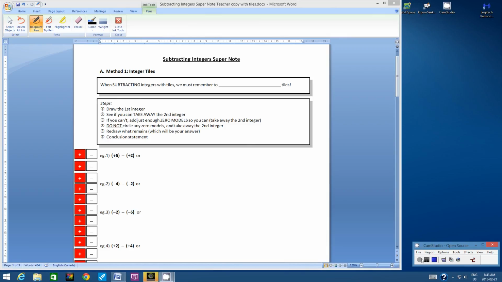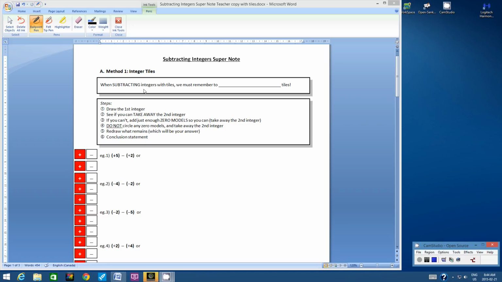Part A, Method 1, Integer Tiles. Because this is a fairly long lesson, I think maybe I'll chop it up into a few separate videos, okay? It's very important because this is a brand new skill and it's a completely different strategy from adding integers that we take it very slow. So let's begin with the note part up at the top here.